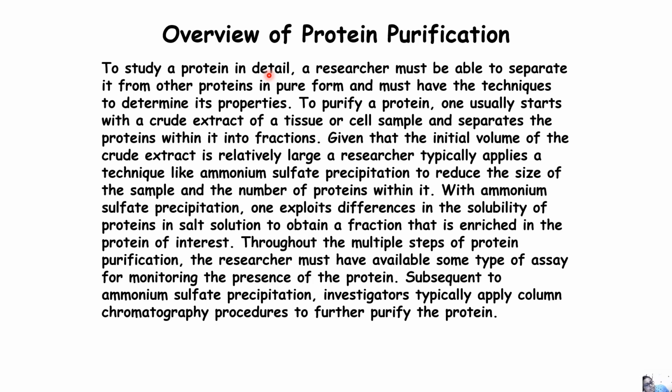Now with ammonium sulfate precipitation, one will exploit the differences in the solubility of the proteins in salt solution to obtain a fraction that is enriched in the protein of interest. So we have to basically separate our protein of interest from any other component.